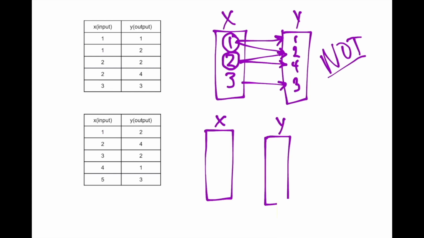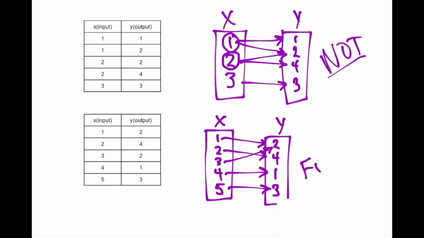Let's look at this next example. Our inputs are 1, 2, 3, 4, and 5, and our outputs are 2, 4, 1, and 3. So now let's match them. We have 1 pairs with 2, 2 pairs with 4, 3 pairs with 2, 4 pairs with 1, and 5 pairs with 3. If you look at our inputs, each input is only paired with one output, meaning there's only one line coming out of each of our inputs. So this one is a function.